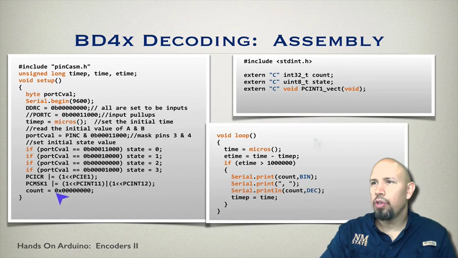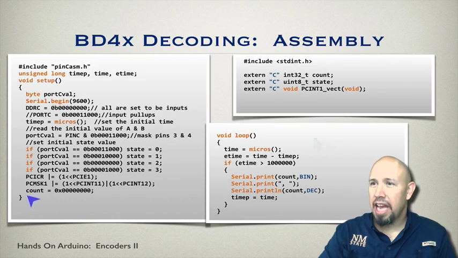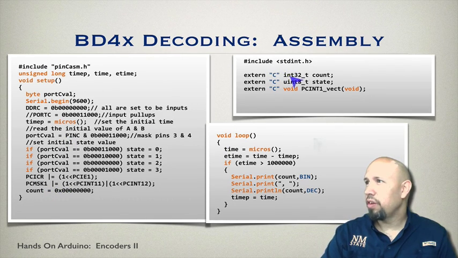We go through and we do the same kind of thing like we did in the previous example. And now notice here I set count equal to a number. Notice count hasn't been defined anywhere here yet. Count is defined in our H file. So here's our H file over here. So here's count. It's defined as an int32_t.